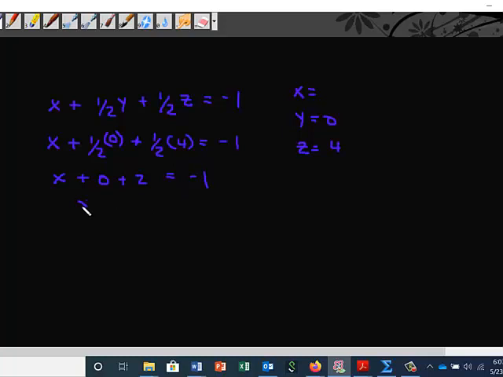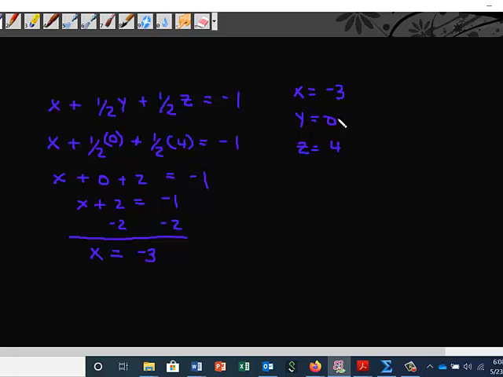So x plus 2 is equal to -1. So we subtract 2 from both sides. And here we have x is equal to -3. X is equal to -3.